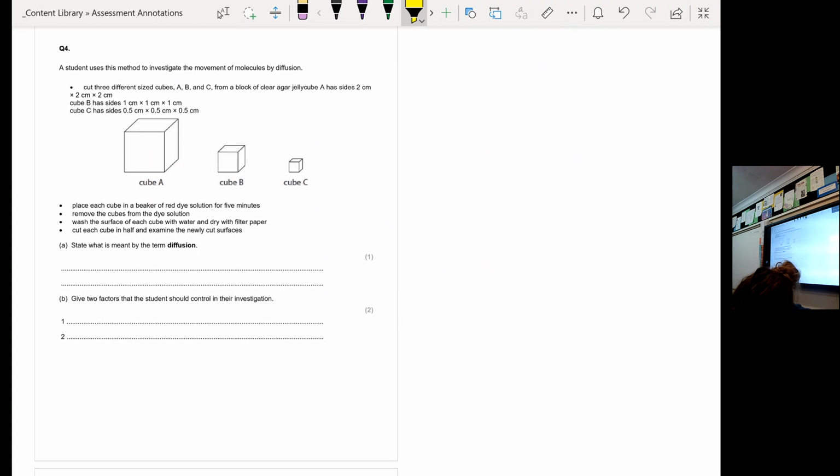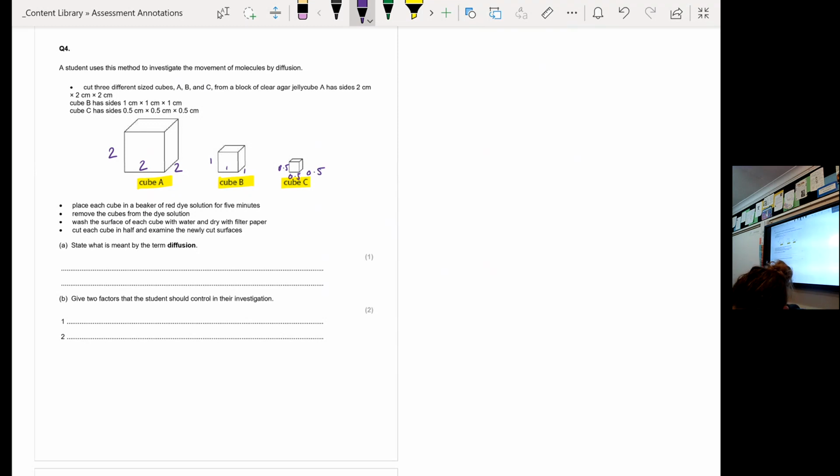Now, this question here, I've got 3 cubes: cube A, cube B, and cube C. It says here that the student used a method to investigate the movement of molecules by diffusion. I did this as a little video. They cut 3 different size cubes from a block of clear agar jelly, and he tells me that cube A is 2 centimeters by 2 centimeters by 2 centimeters. Cube B has sides 1 by 1 by 1. So I've got 2, 2, 2 for cube A, 1, 1, 1 for cube B, and here I've got 0.5, 0.5, 0.5.